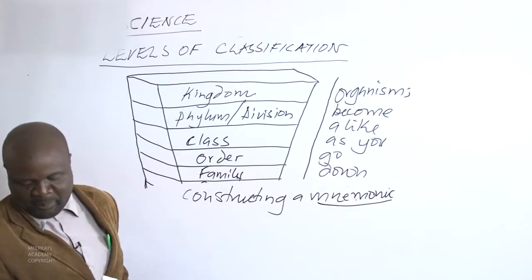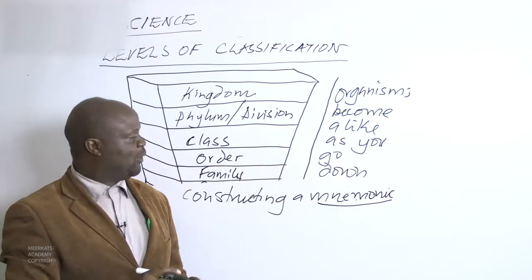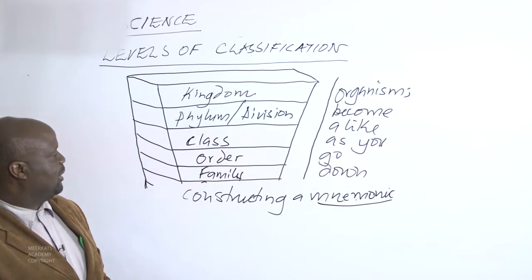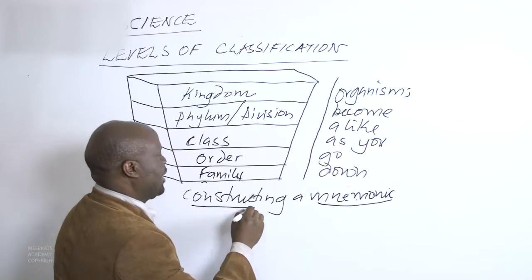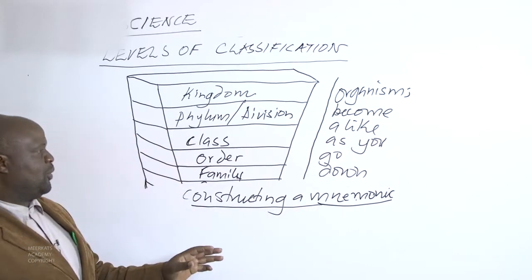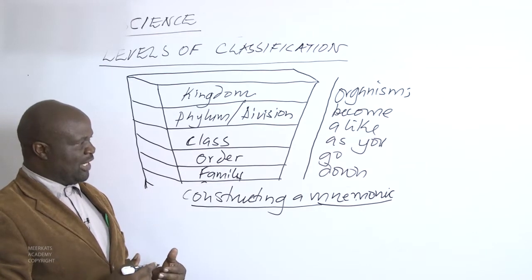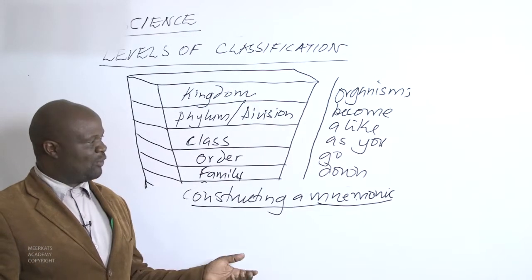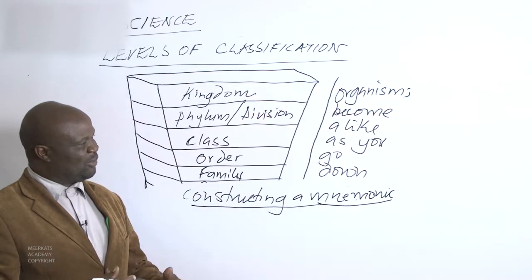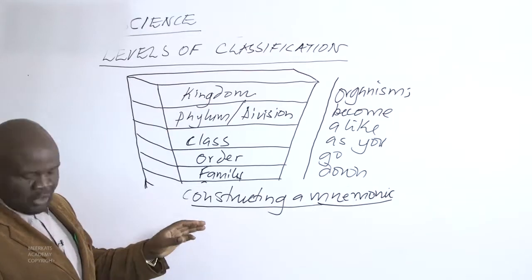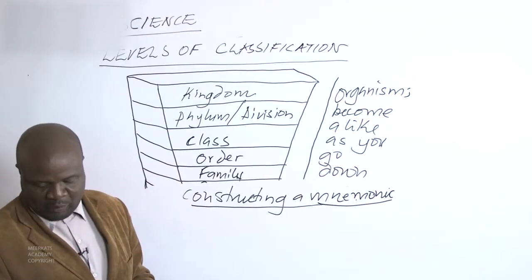We are told a mnemonic is a way of helping one to remember a list of things. Constructing a mnemonic is a system whereby you will be assisted to remember a number of things. You are assisted to remember a list of things. For instance, if we want to remember all this, we are going to see how we can solve it.